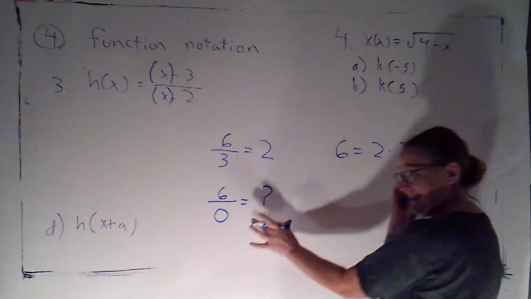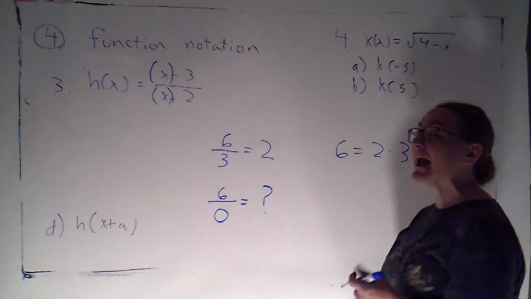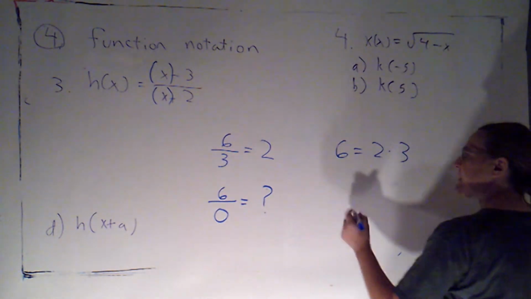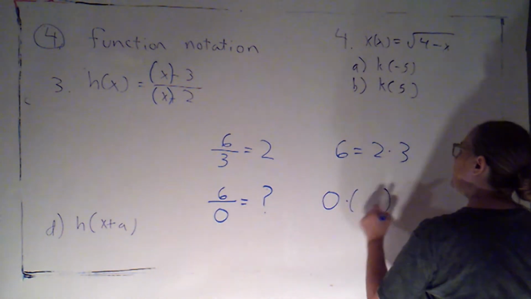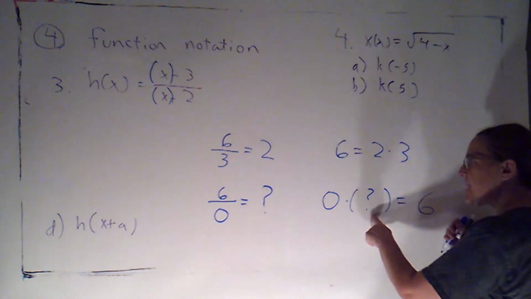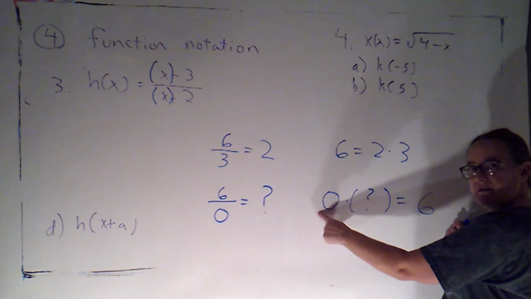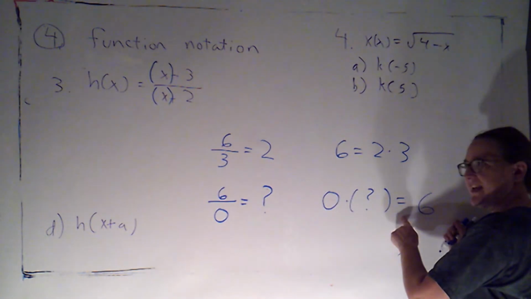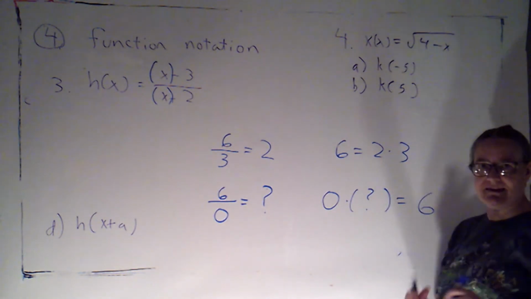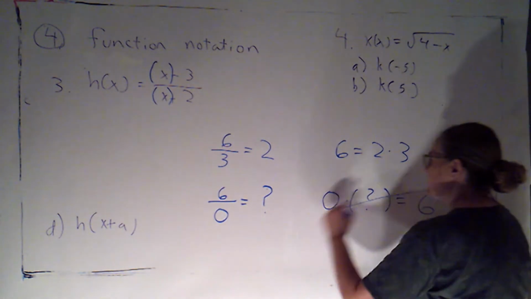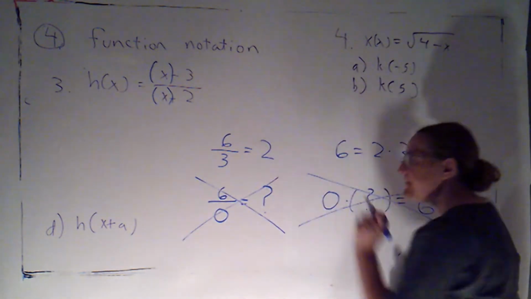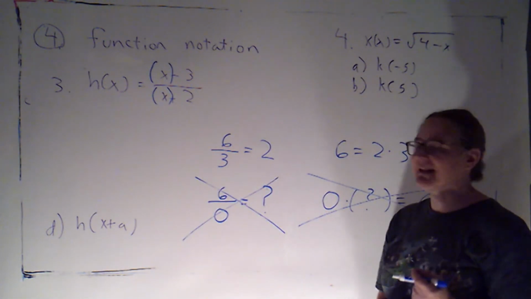So I'm just writing this now to illustrate why I can't. If I were to do that, the corresponding multiplication problem would be 0 times question mark equals 6. But there's nothing I can multiply by 0 in order to get 6. It's not going to happen because 0 times anything is 0. So there's no corresponding multiplication problem because that division problem does not make sense.